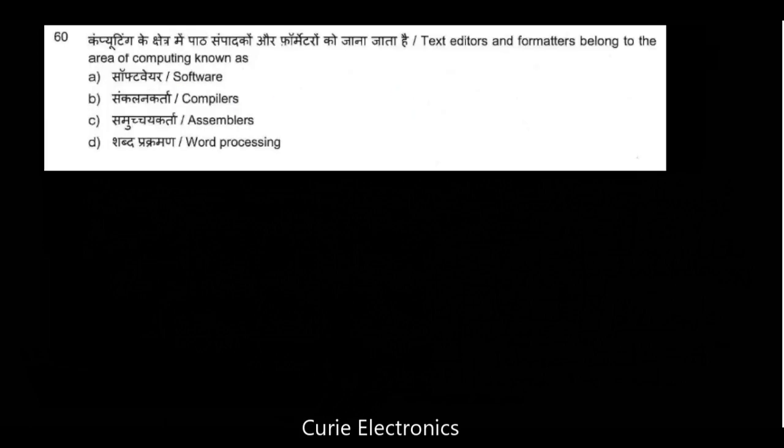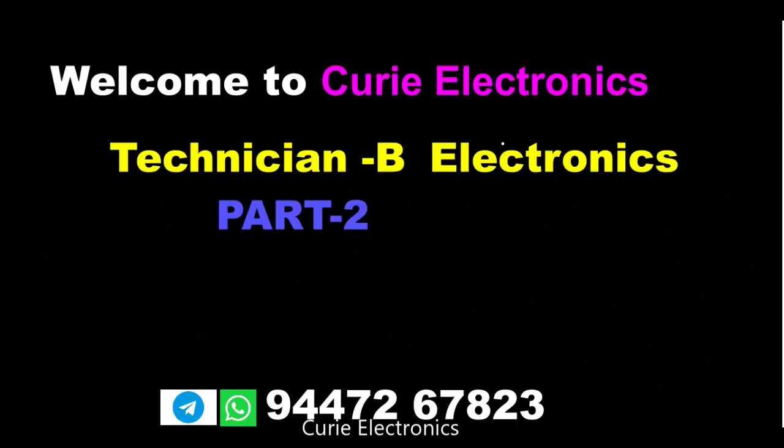Now this is the last question. Text editors and formatters belong to the area of computing known as word processing. Whatever we do in MS Word, Notepad, those are word processing software. So with this, we have completed all the questions in the IPRC 2016 question paper.